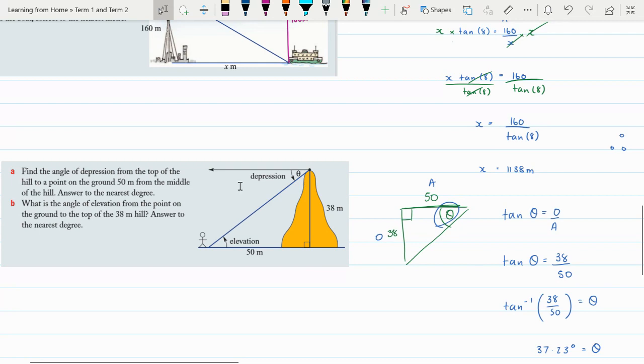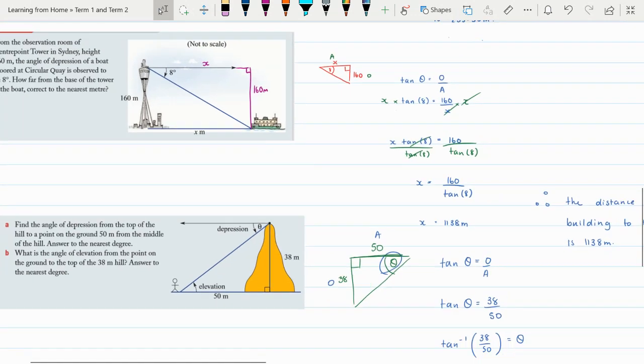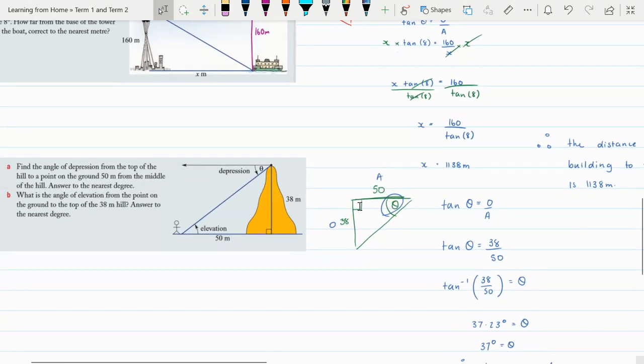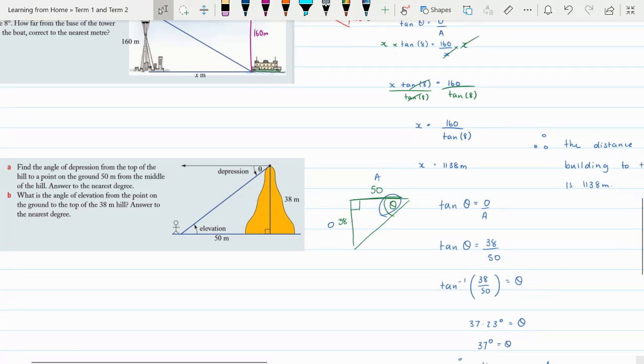You clearly have some triangles. Here's your depression marked in, the elevation marked in. Redraw the triangles that you need. Recognize which ratio you're going to use. You've got adjacent and opposite, so using tan, remembering that once you get to this step, you're going to take the tan inverse of that ratio. So tan inverse of the ratio is equal to theta, and you can solve like that.